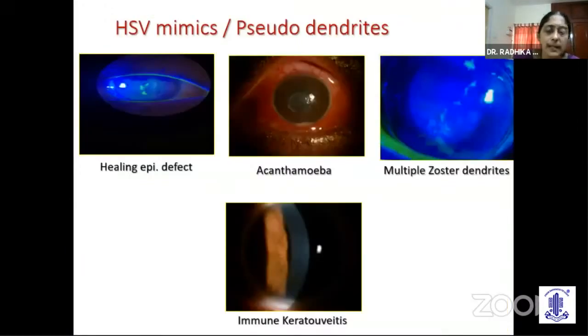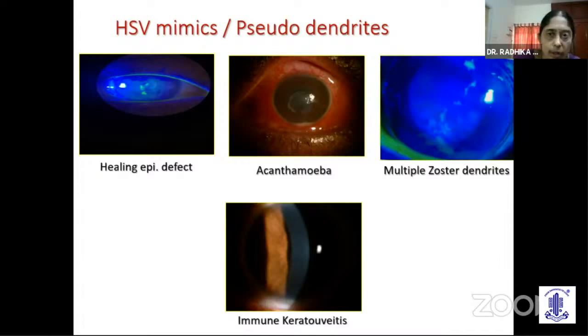So these are some mimics of HSV infection. Simple healing epithelial defect can look like a dendrite. Acanthamoeba, like Dr. Bhupesh showed, can present with pseudodendrites. Herpes zoster is also known to present with dendrites, but remember, it's a rare infection. It is unilateral. You can see the zoster marks on the face many times, and the dendrites themselves are very small, and they're not true dendrites. They're just clusters of infected epithelial cells.